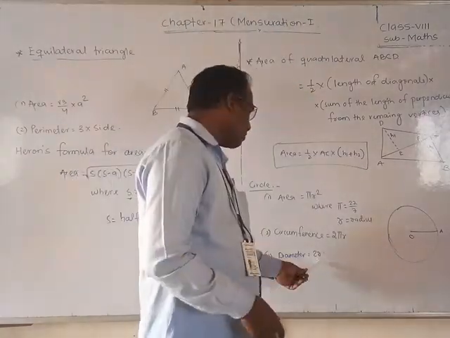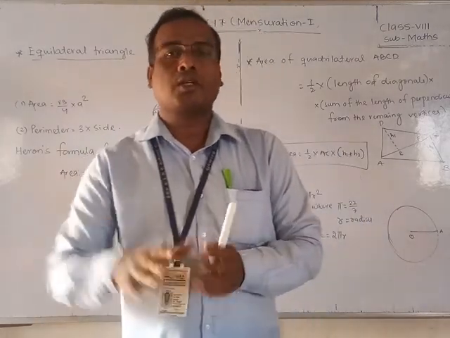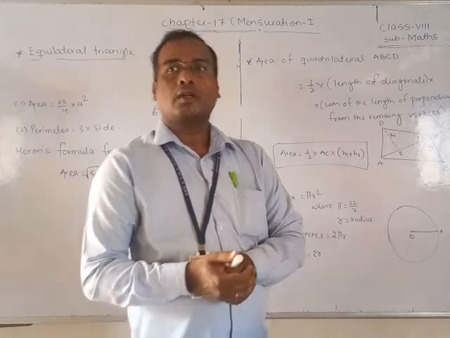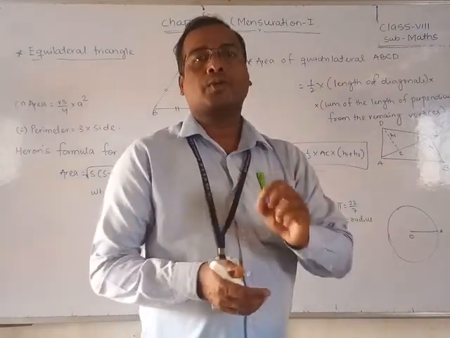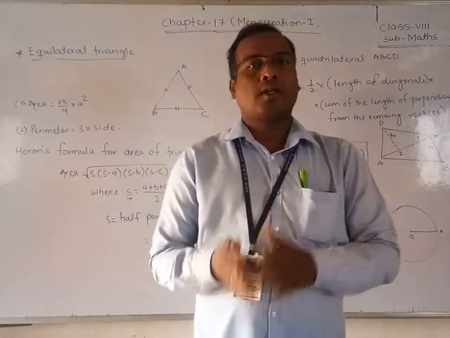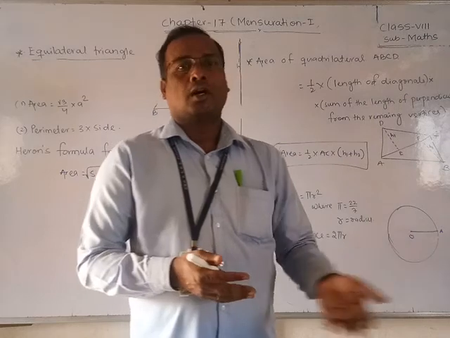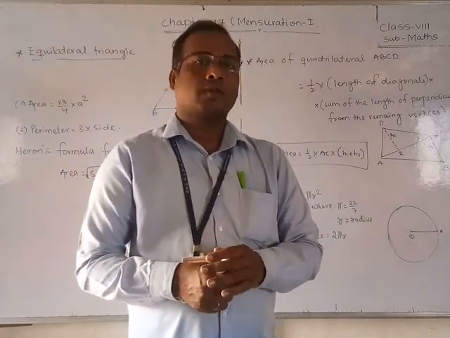And the diameter is equal to 2 times the radius. If you multiply the radius by 2, or double it, we can find the diameter. So this is all, students, the general formulas about 2D or plane figures. Next we will discuss the applications based on these formulas and 2D figures in the next video.